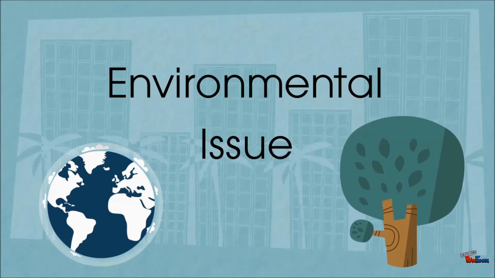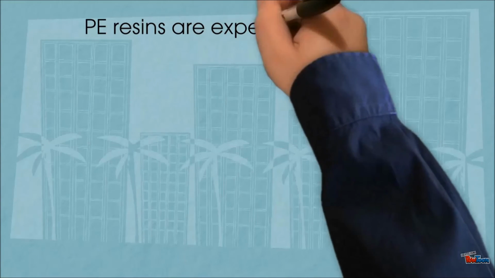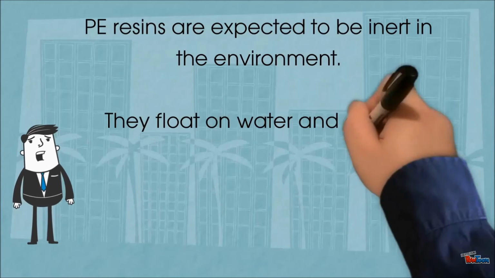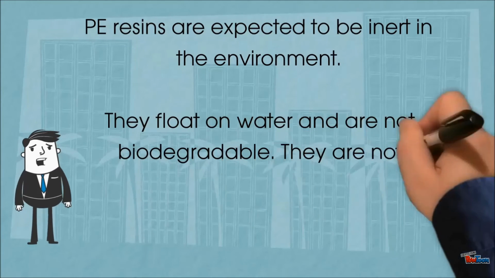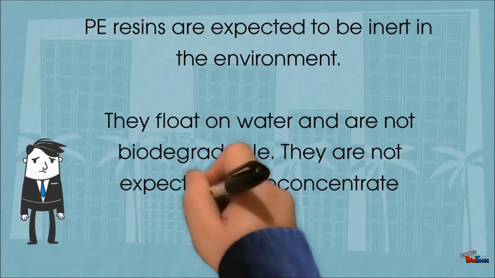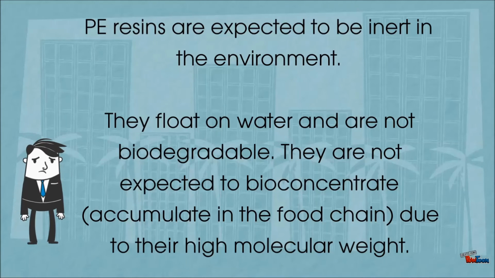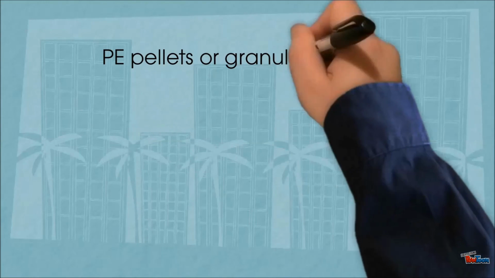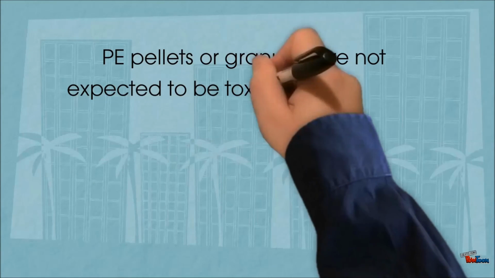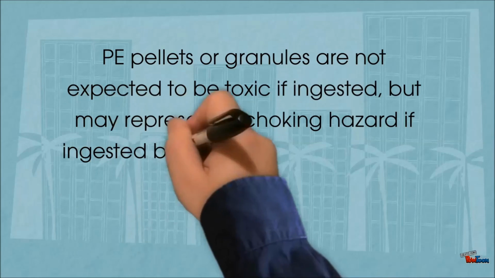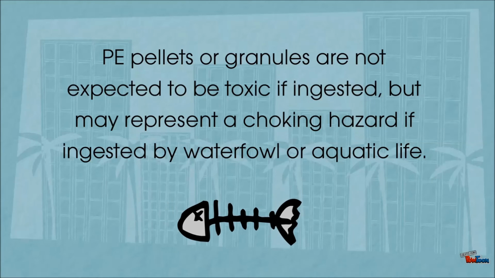On the environmental issue, PE resins are expected to be inert in the environment. They float on water and are not biodegradable. They are not expected to bioconcentrate, or in other words, accumulate in the food chain due to their high molecular weight. Furthermore, PE pellets or granules are not expected to be toxic if ingested, but may represent a choking hazard if ingested by waterfowl or aquatic life.